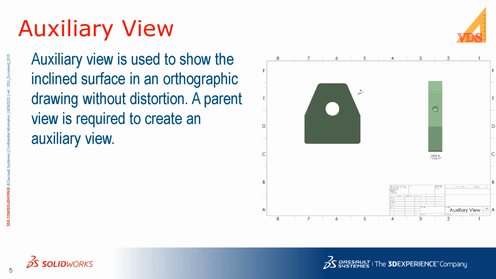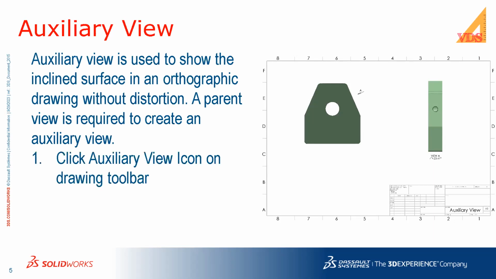An auxiliary view is basically used when you have an inclined or slanted surface, and the detail on that surface is not easily visible in an orthographic view. So instead of an orthographic view, we create an auxiliary view, which can be perpendicular to a line, a sketch line. We can draw a sketch line. It can be perpendicular to the selected plane or a selected edge.